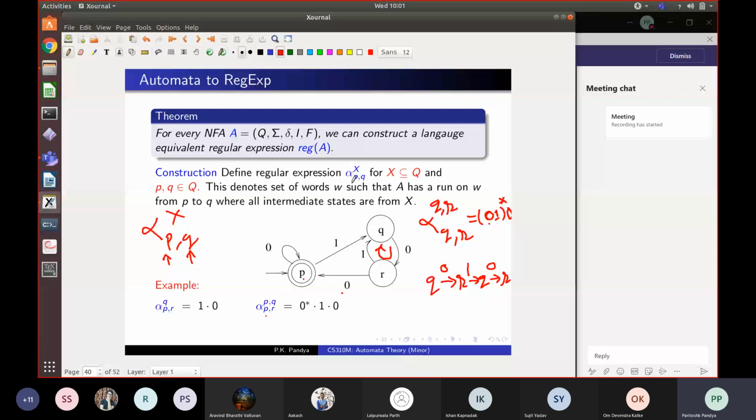Any questions? So we'll see one more example here. What is alpha of PR passing through Q? So you want to go from P to R, but you are allowed to visit Q any number of times in between.